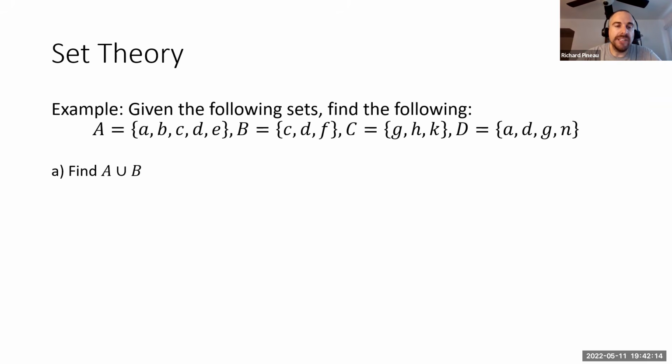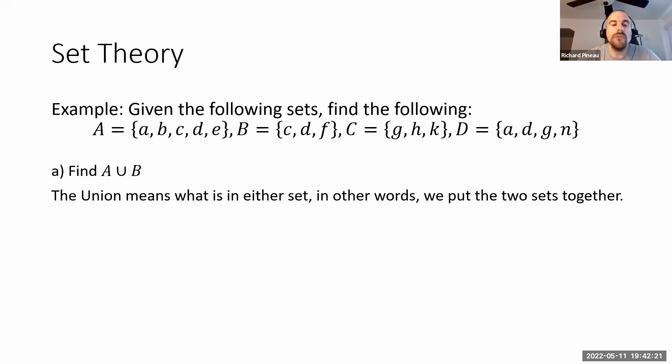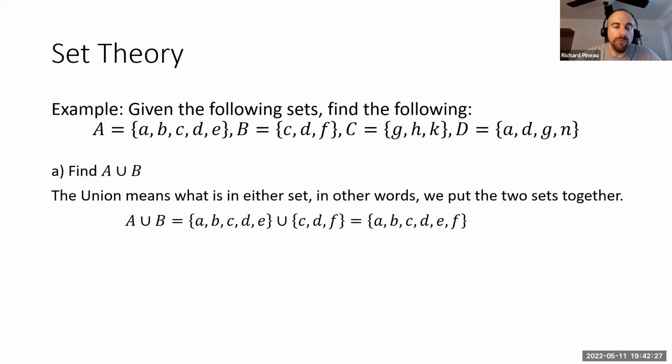The first we have is the union of A and B. So find A union B. What exactly is this going to look like? Well, the union is what's in either set. In other words, we put the two sets together. Here's what it looks like literally. Set A is the elements A, B, C, D, E, and set B is the elements C, D, and F. When we put them together, we get A, B, C, D, E, F.